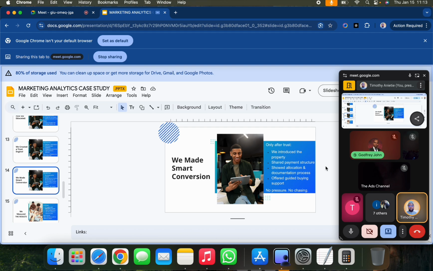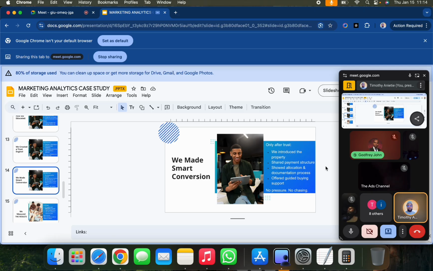All right, show allocation and documentation process. You cannot be calling for sales when you do not let them understand that after payment, this is how your allocation is going to be done. This is how your documentation process is. All right, and then offer guided buying support. These were the things we did.